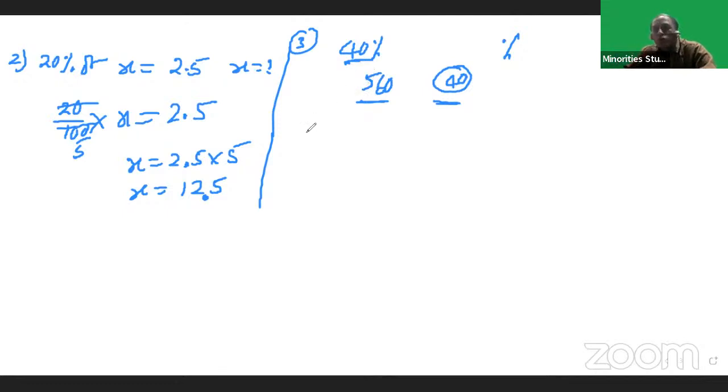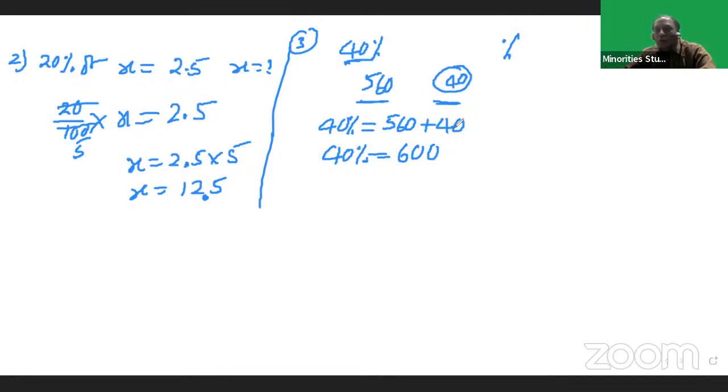See here, what is the pass marks in the examination? 40%. What is 40%? The student got 560 marks in the examination and failed with 40. If he got extra 40 marks, then he will be passed. So pass marks 40% is equal to 560 plus 40, it is 600. So the pass marks 40% is equal to 600.